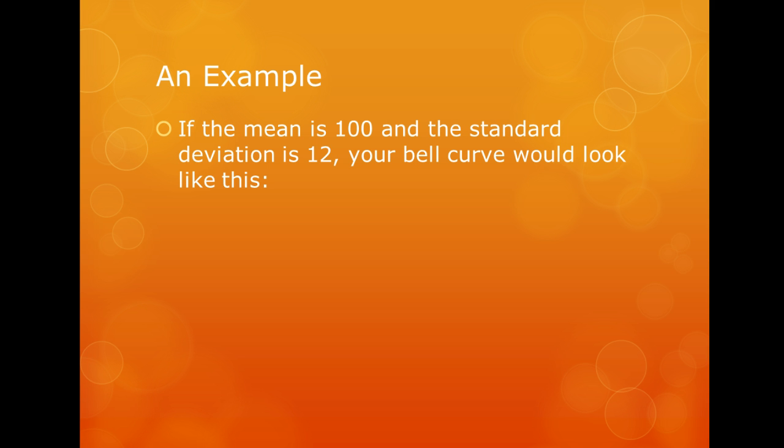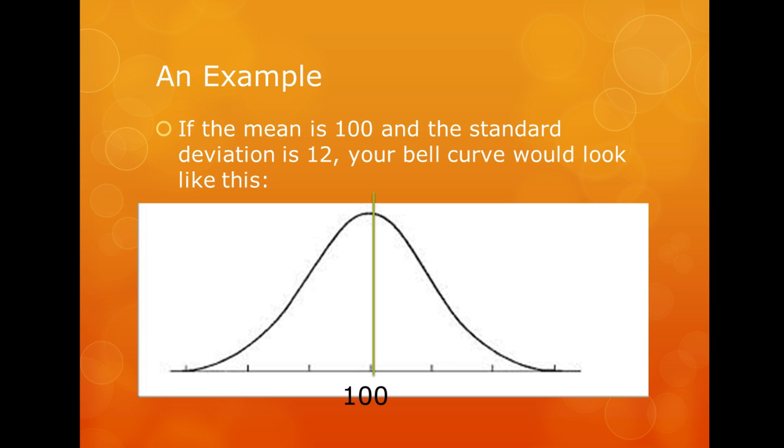So here's an example. If your mean is 100 and your standard deviation is 12, your bell curve would look like this. Here's our mean at 100. Subtract 12, add 12. Subtract 12 again, add 12 again. Subtract 12 once more, and add it once more. And there's where most of your data is going to fall.